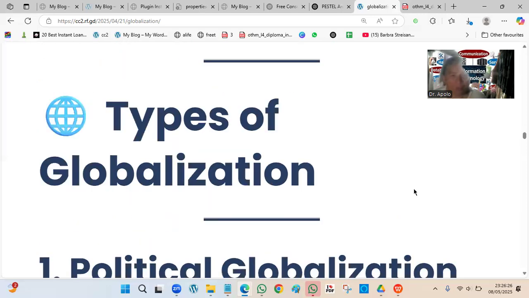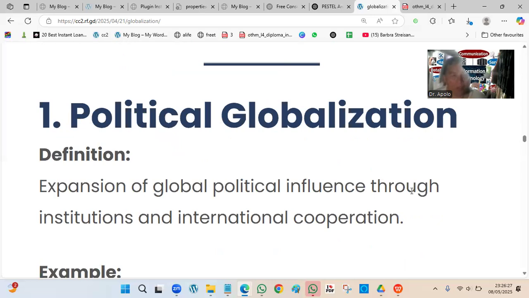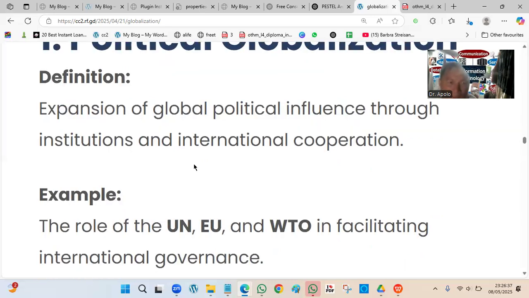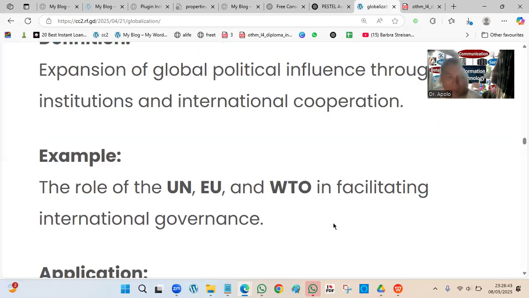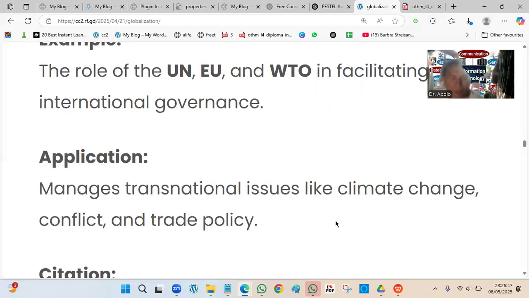Types of globalization. We have political globalization: expansion of global political influence through institutions and international cooperation. Example, the role of the UN, EU, and WTO in facilitating international governance, moving around this globalization politically, meaning all the heads of state. The implication: it manages transnational issues like climate change, conflict, and trade policy.